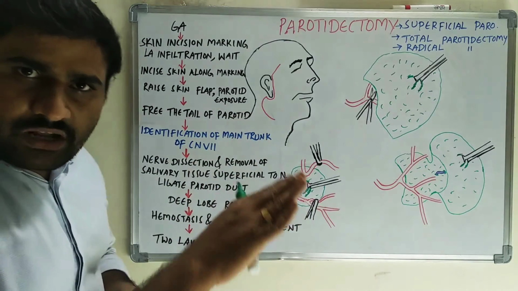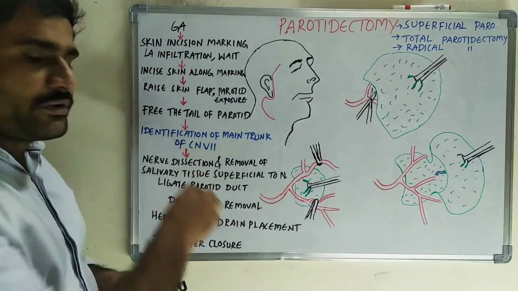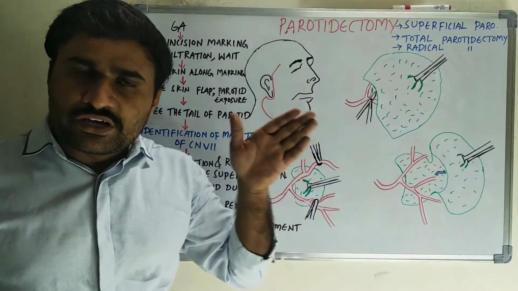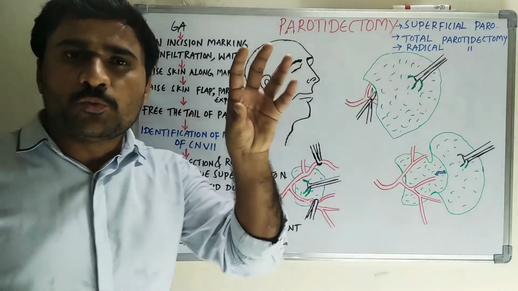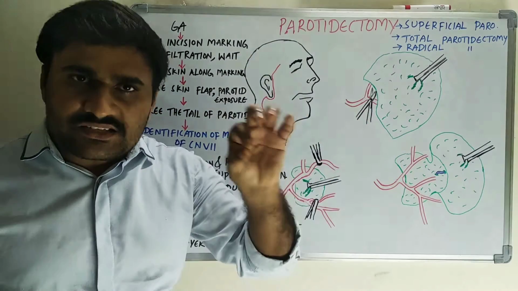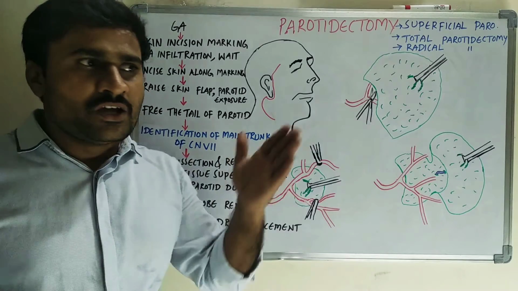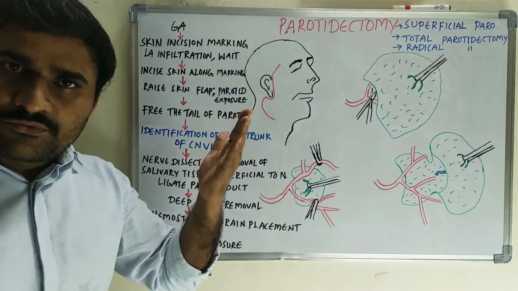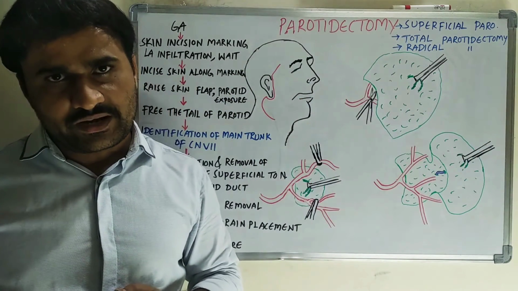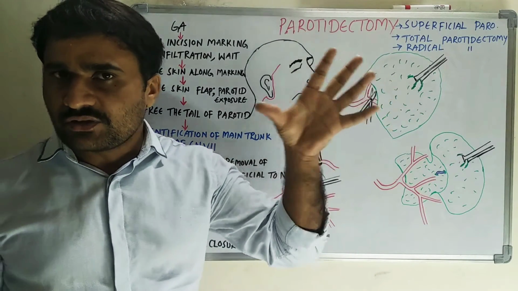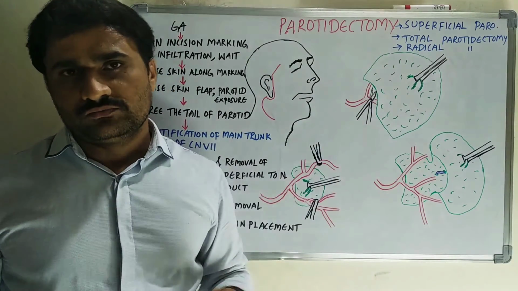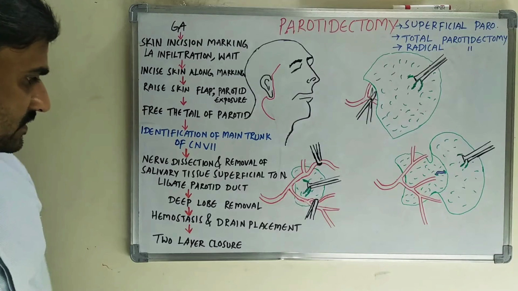And after nerve dissection, you have to remove the salivary tissue superficial to the facial nerve, right? So I already told, the facial nerve travels between the superficial lobe and deep lobe. It doesn't enter the substance of the parotid gland, right? That means the salivary tissue superficial to the facial nerve is the superficial lobe, and deep to the facial nerve is nothing but the deep lobe, right? So when you identify all the branches of the facial nerve, the salivary tissue superficial to that will be removed. That is the superficial lobe, right?